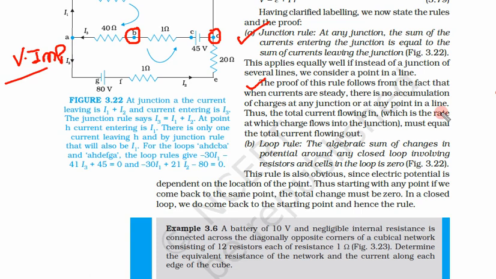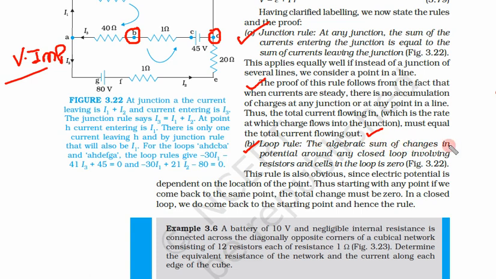So there is no collection of water in the pipe. Thus the total current flowing in, which is the rate at which charge flows into the junction, must equal the current flowing out. So similar to water, current flowing in must be equal to current flowing out, because no charge carrier or conductor can hold the charges inside it. Okay. Now the second rule, the loop rule.